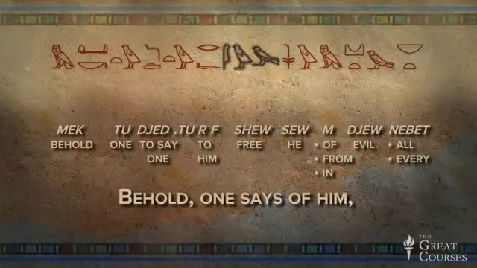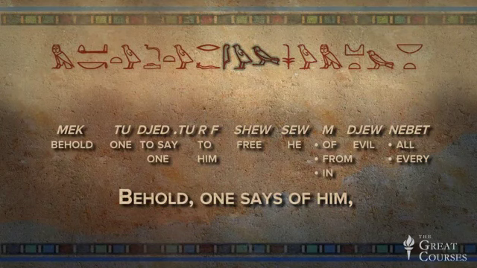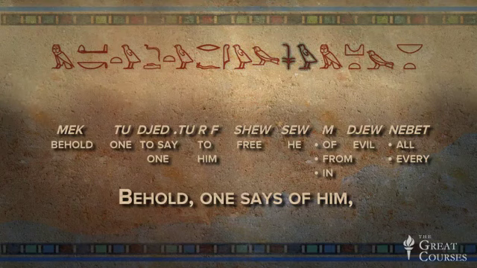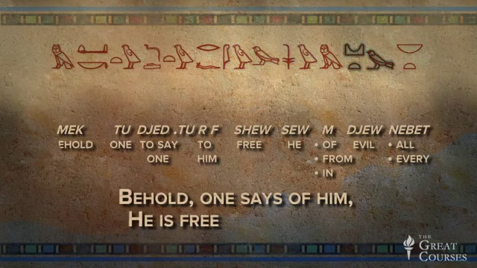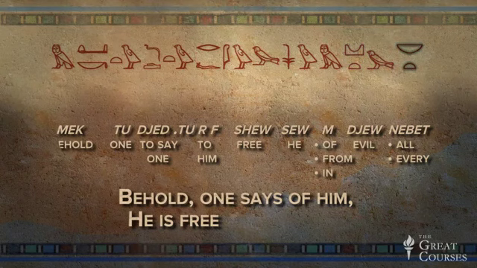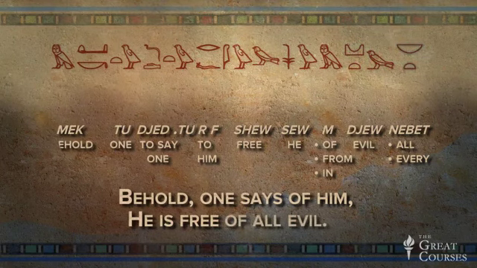We have another predicate adjective, followed by a dependent pronoun. The predicate adjective is shu, to be free. And the dependent pronoun is he. So, he is free. But of what? Well, the next word is evil, ju. And it's followed by our neb sign, which is all. Note that it has a loaf T because for some reason the evil is being treated as a feminine. So, he is free of all evil.